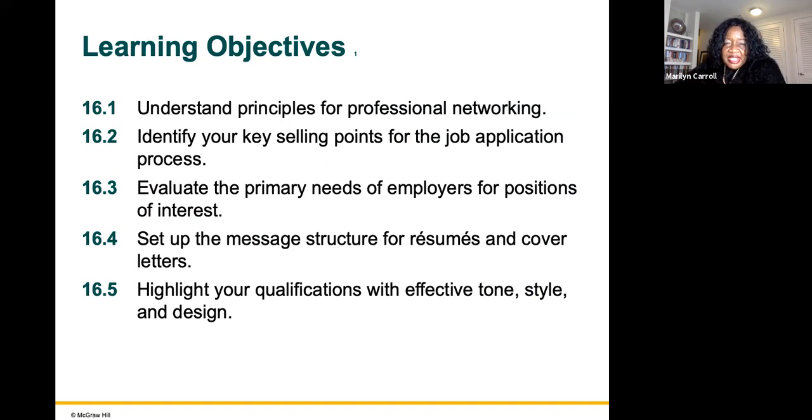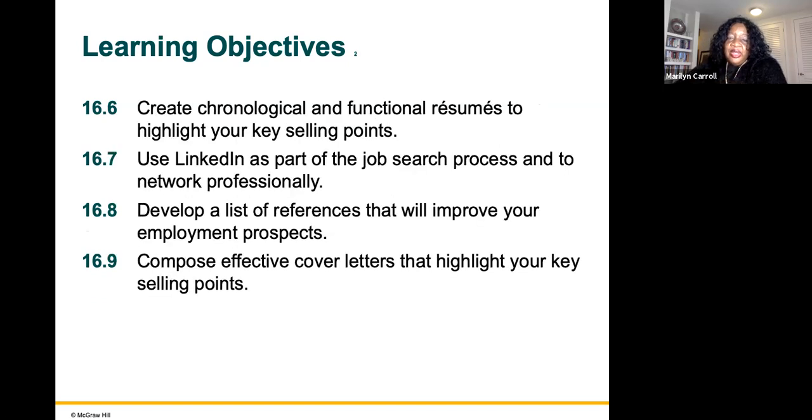And we're going to set up the message structure for resumes and cover letters. And we're also going to highlight our qualifications with effective tone, style, and design. And we're going to create chronological and functional resumes to highlight our key selling points.